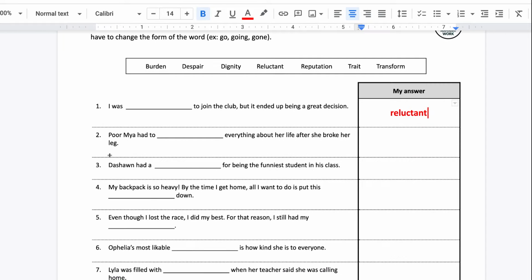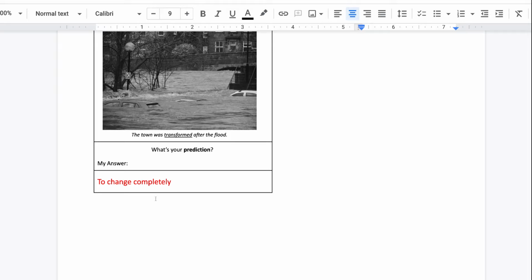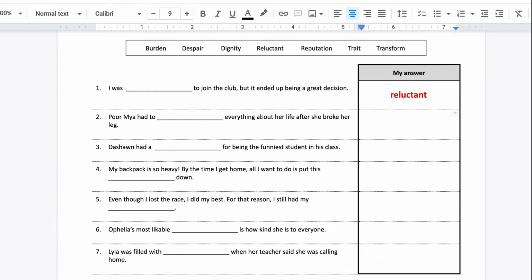Okay. Number 2, poor Maya had to blank everything about her life after she broke her leg. So she broke her leg. What word would make the most sense in there? She probably had to change some things about her life. So the word transform, if you look back up to your definition, it means to change completely. So that would make the most sense here. Her life would have to change completely if she broke her leg. So let me make this red so it's easier for you to see.